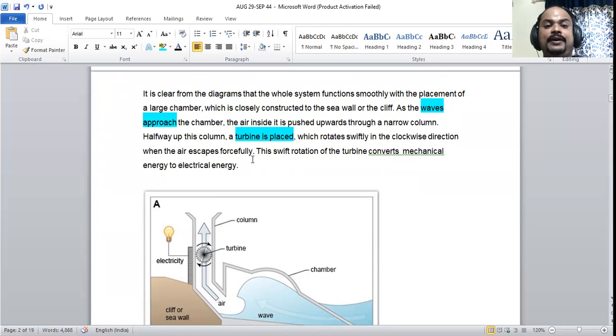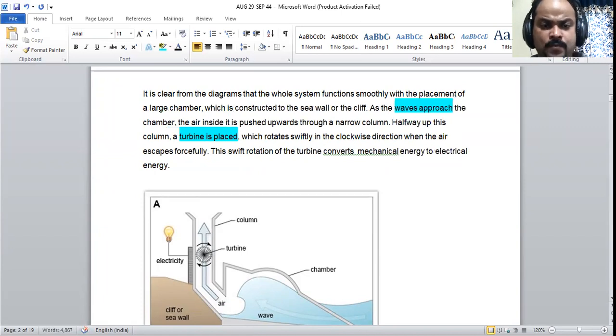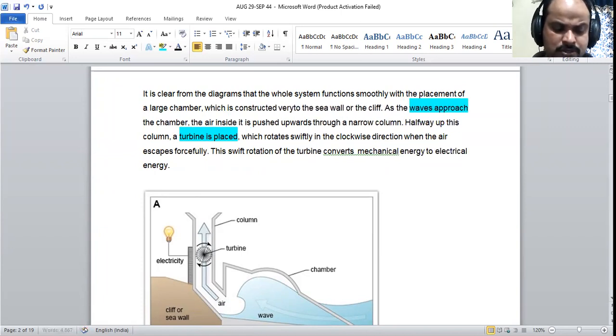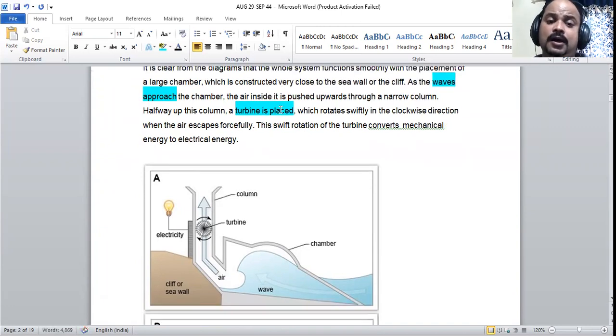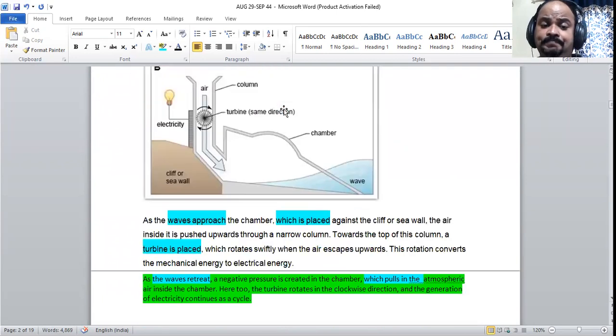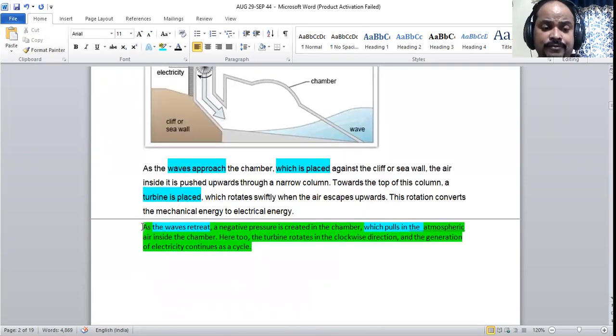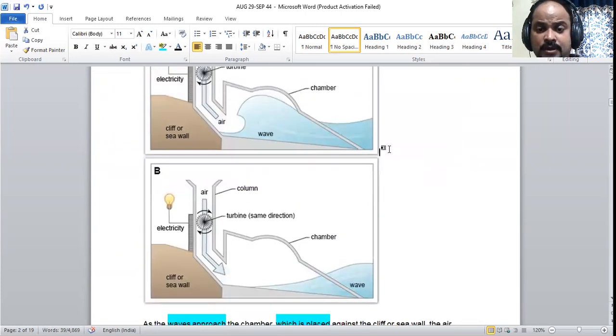It's clear from the diagrams, both the diagrams, that the whole system functions smoothly with the placement of a large chamber, which is constructed very close to the sea wall or cliff. That's enough. Now, I have to move to the second diagram. I'll place it here.